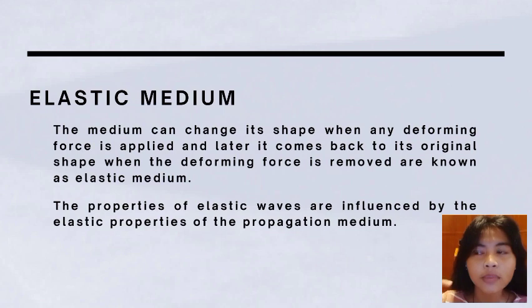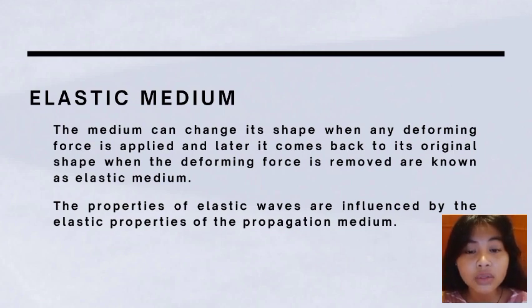So say for example, as we throw a stone on the pond, there is a deformation to the medium, which is the water. Later on it will come back to its original shape when the deforming force is removed. So after the deforming force, which is the thrown stone, the original shape of the medium, which is the water, comes back to its original one. So with that, water is known to be an elastic medium.